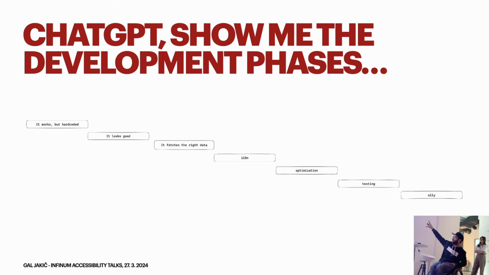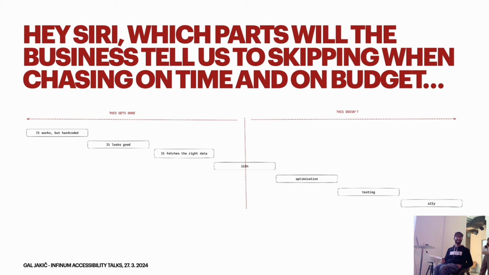to the big development chunk in the middle, we have development phases, and they always kind of follow the same pattern. So it works, but it's hard-coded. It looks good. It fetches the right data. Then internationalization or localization comes in, and we have to check if it still fetches the right data, right? So then we optimize, we test, and we handle accessibility. And if I asked Siri today, hey, before we start this project, which phases are we not going to do? It gets split down the middle.